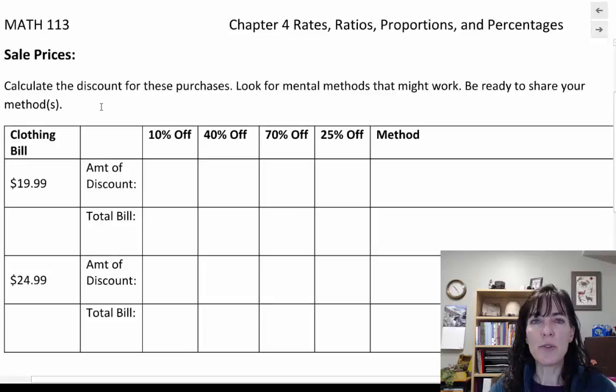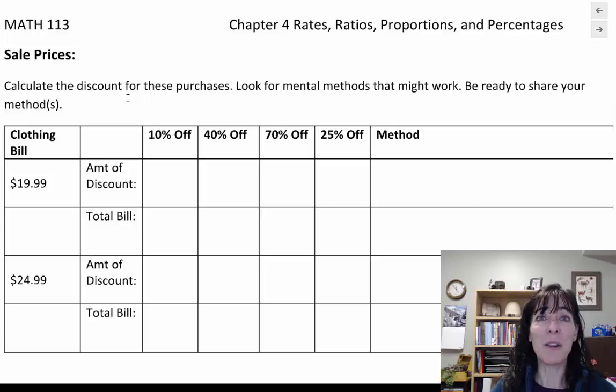And let's look at the other direction, a percent decrease. And I like those a lot because what that means to me is that something's on sale and I'm going to get a good deal. And I love to get a good deal when I shop. So calculate the discount for these purchases and look for mental methods that might work.